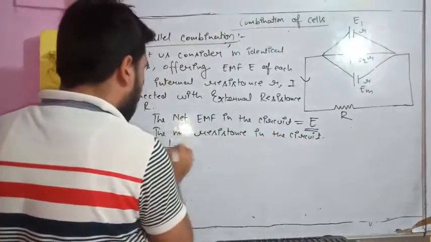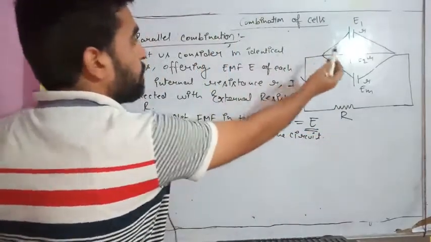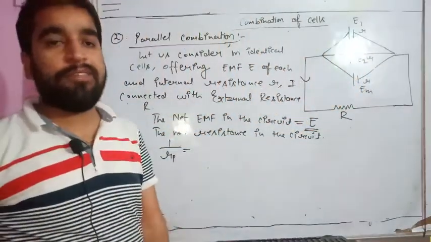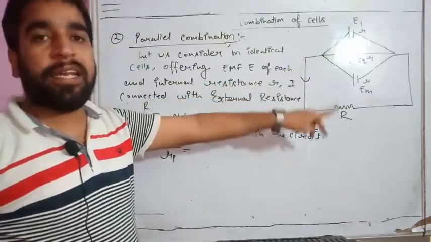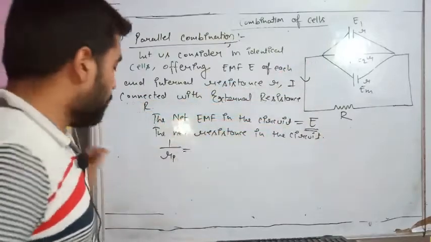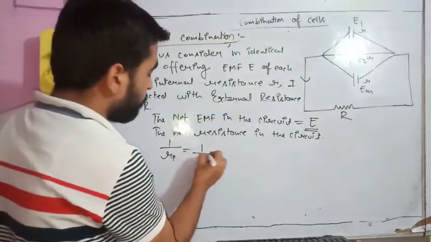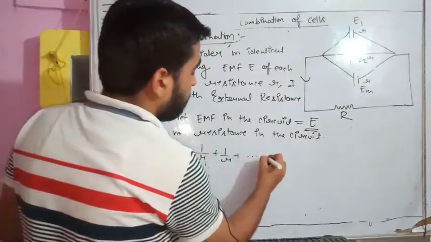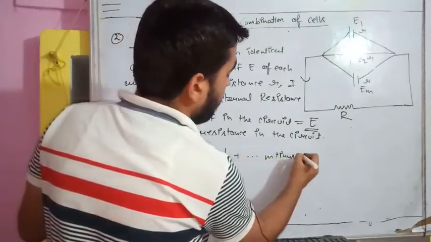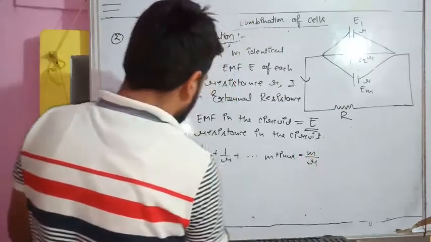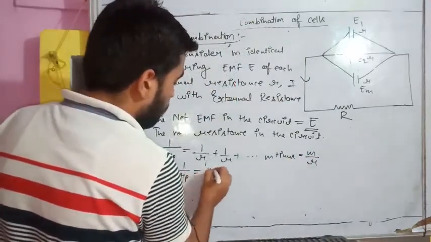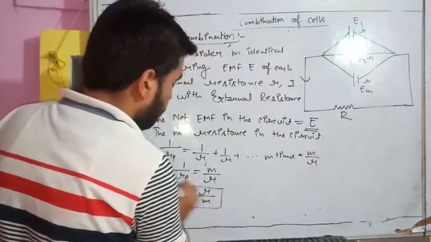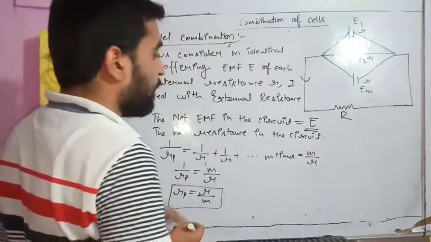Suppose we are denoting this by Rp. As you can see, all the resistances are connected in which kind of combination? Parallel combination. If cells are in parallel combination, their internal resistance also will be in parallel combination. So 1 upon Rp is equal to 1 upon r plus 1 upon r plus, how many times? M times. When you add this M times, this will become m upon r. So 1 upon Rp is m upon r. What will be the value of Rp? Rp will be r upon m, the reciprocal of this. So we have calculated the net resistance.